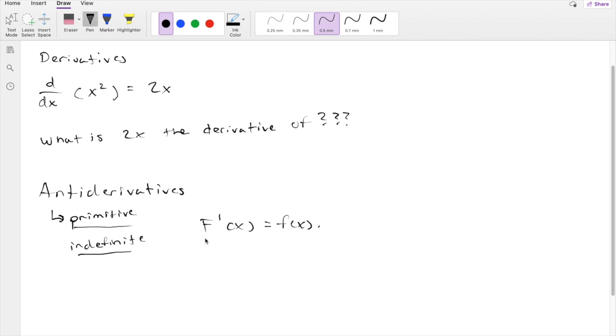They are often denoted by a capital letter. In this case, it's capital F of x. The process of solving this is known as antidifferentiation, which, you can guess it, is the opposite of differentiation, or the process of solving for a derivative.